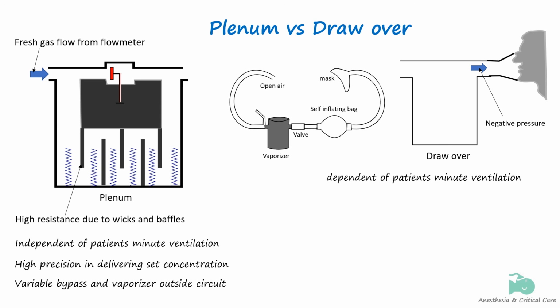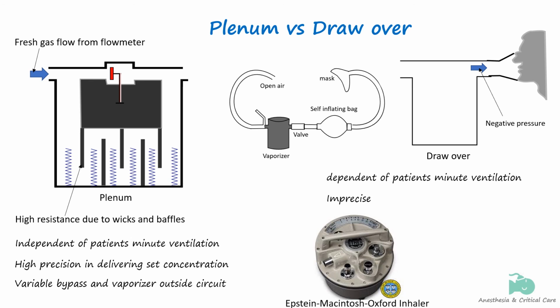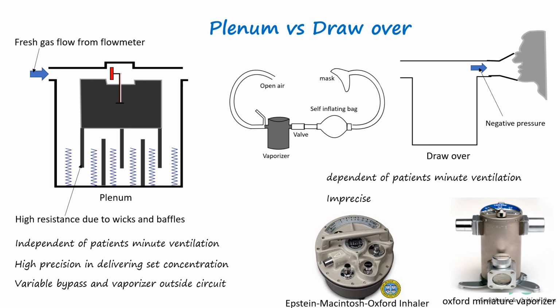Draw-over vaporizers may be used with any liquid volatile agent, including older agents such as diethyl ether or chloroform, although it would be dangerous to use Desflurane. Because the performance of the vaporizer is so variable, accurate calibration is impossible. Examples include the Oxford Miniature Vaporizer and the Epstein-Macintosh Oxford Inhaler.